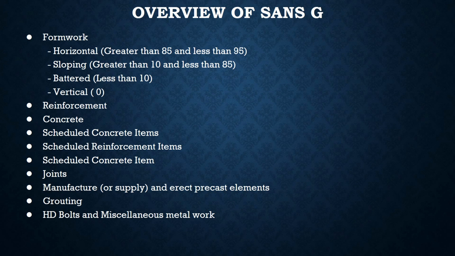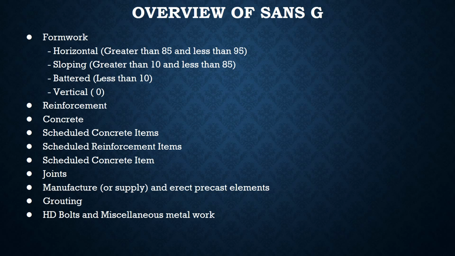8.1.3, which is concrete. Other concrete items are measured as separate items in terms of grade of concrete, cement, aggregate, each unit of works, and each element. It is measured in meter cube. The rates include design of mix, supply of concrete, placing, compacting, forming of construction joints. 8.3 and 8.4, these are the scheduled reinforcement items and the concrete items. Clause 8.5, which is joints.